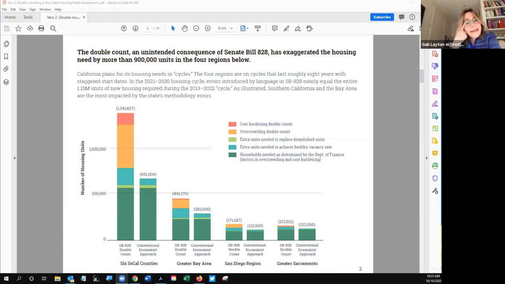And one of the reasons why their overcrowding number is so large is that they basically said for every one overcrowded house, we need another house.